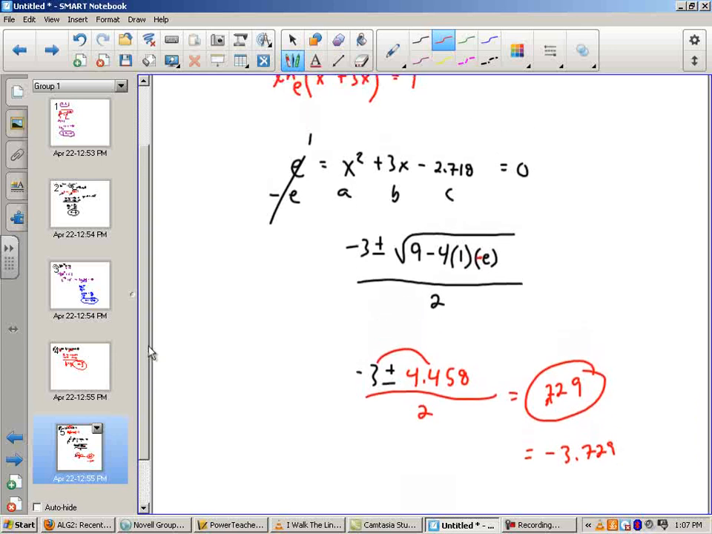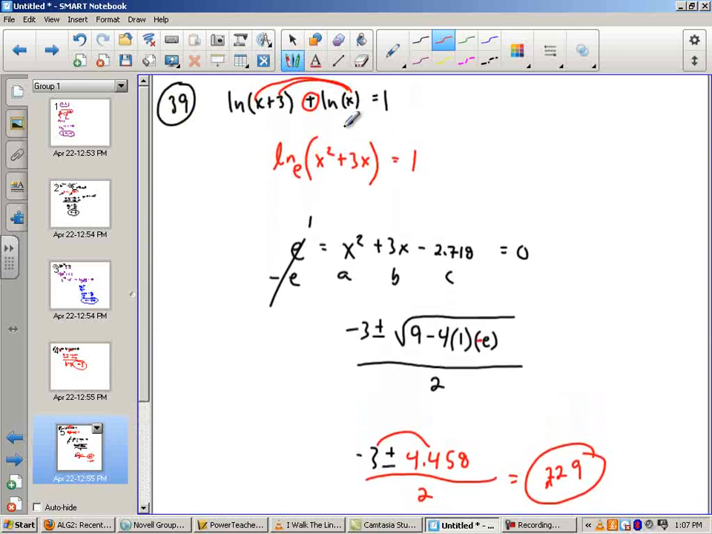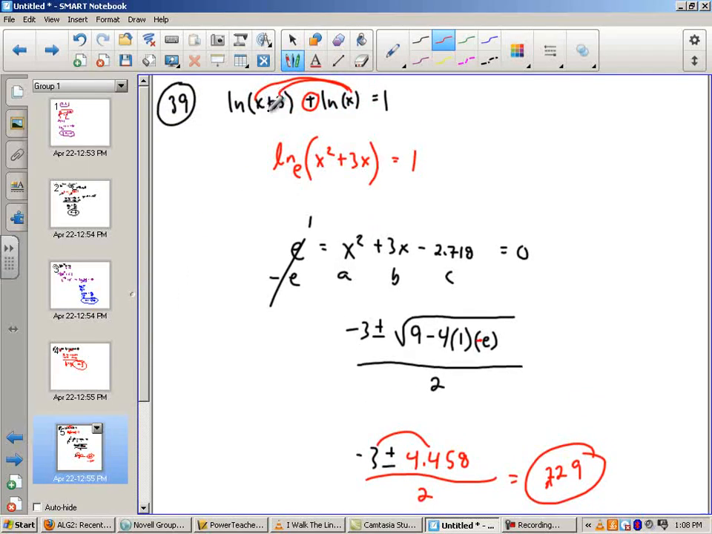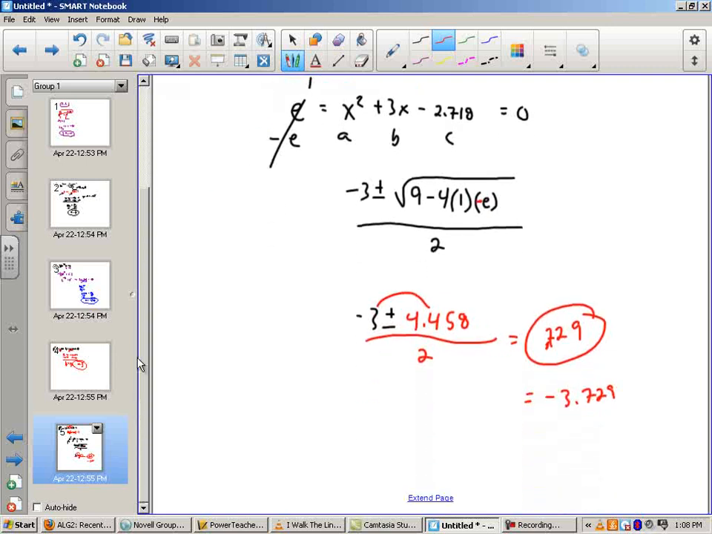And if I come right back up to the very top, and I try to check these, the positives in here seem to work because adding 3 to something is fine, and then that's positive there. But using that negative 3.7, it's going to end up with a negative 0.729 here and a negative 3.729 here. So that's definitely not accepted. So 0.729 is the acceptable answer.